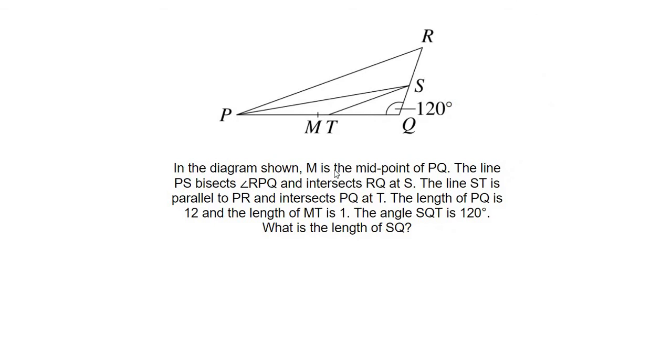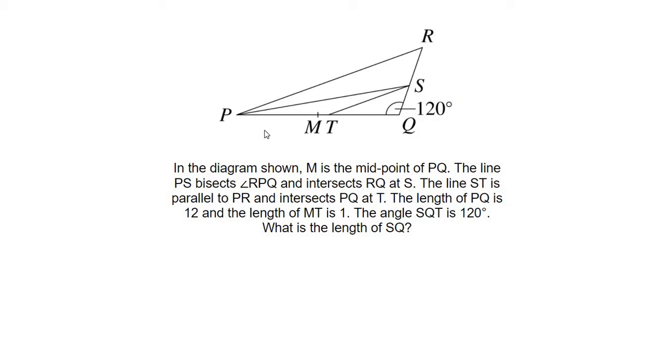In the diagram shown, M is the midpoint of PQ. The line PS bisects angle RPQ and intersects RQ, the line segment RQ, at point S. The line ST is parallel to PR and intersects PQ at point T.